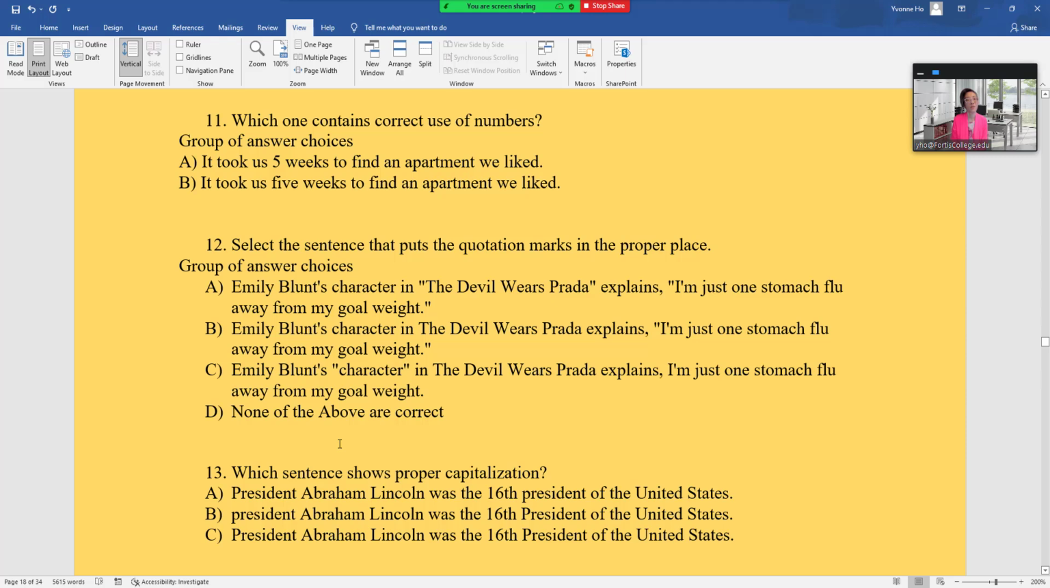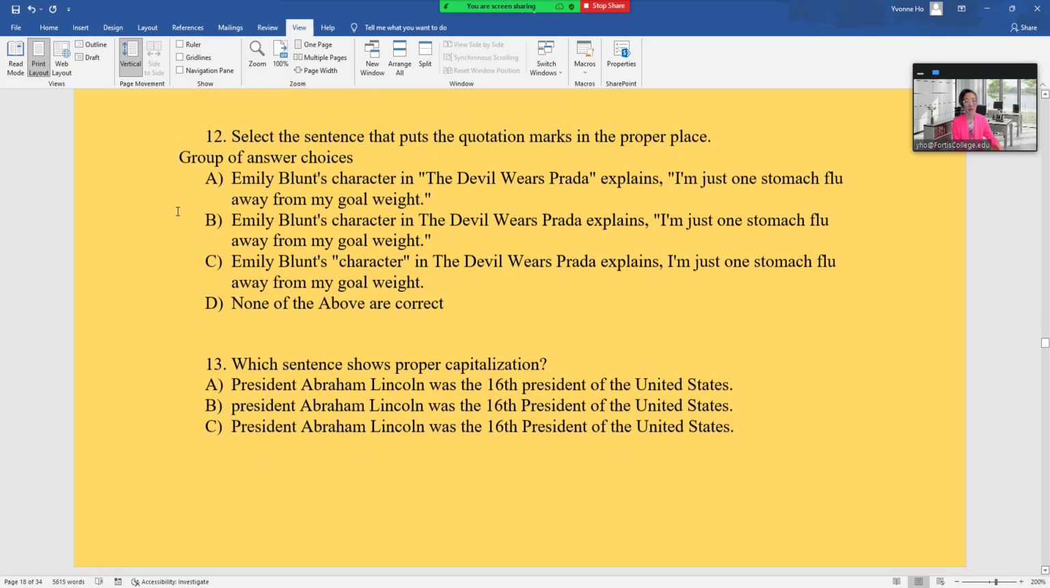Which one contains the correct use of numbers? So remember, when you have a small number, we write it out. We spell it out in words. That's a good way. We spell it out in words if it's a small number, and if it is a big number, we write out the digit. There you go. So here, B. When you have less than 3 words, we spell out the number in words. It took 5 weeks to find an apartment we liked.